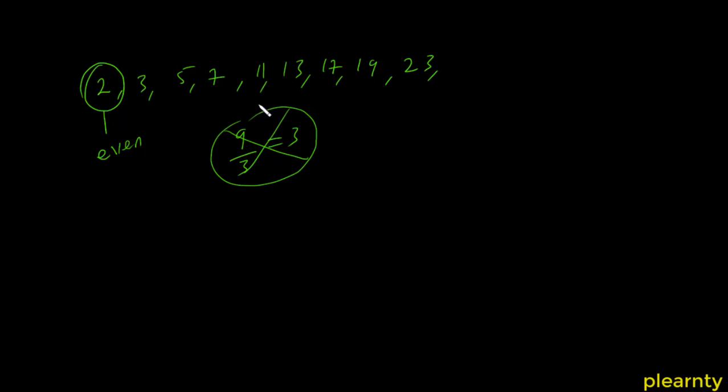So apart from 2, every other prime number is an odd number, and we need to keep that at the back of our mind.